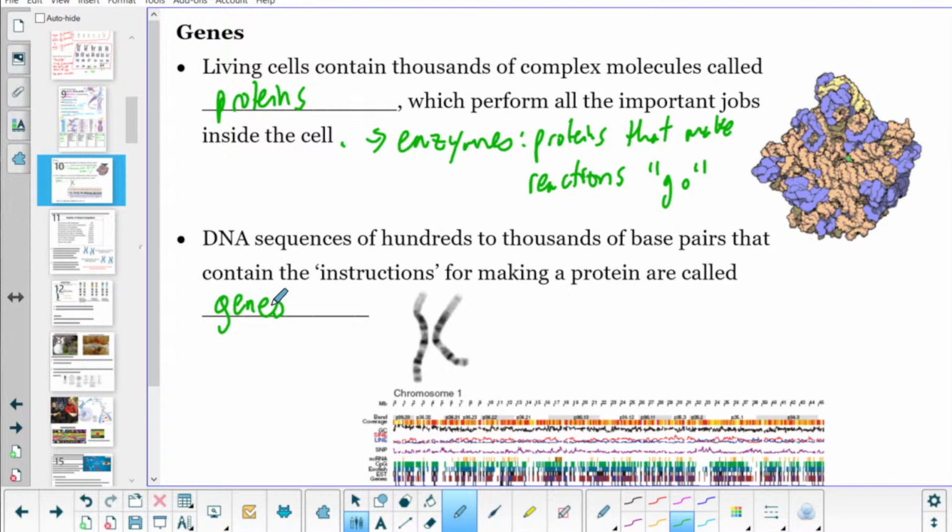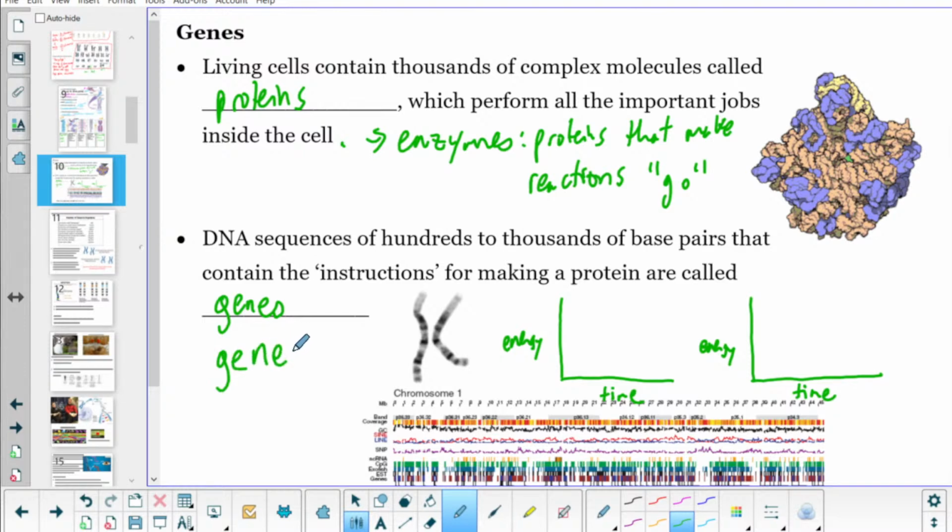I like mine blue. I'll make a couple of graphs here. Genes. G-E-N-E-S. Genes.